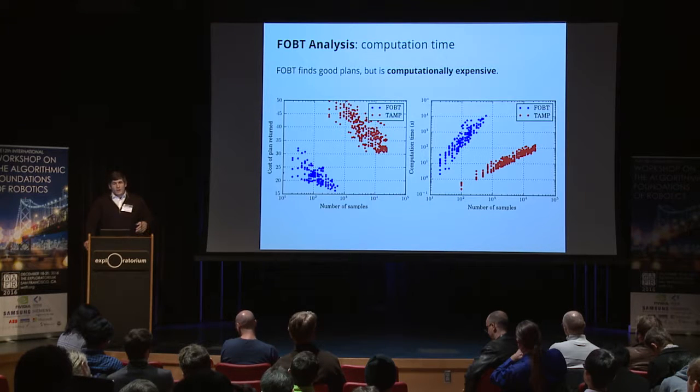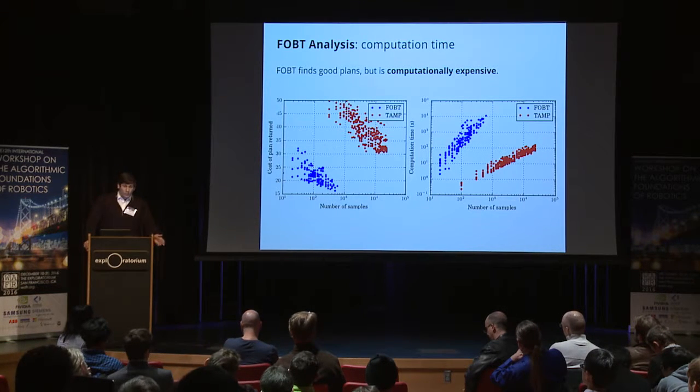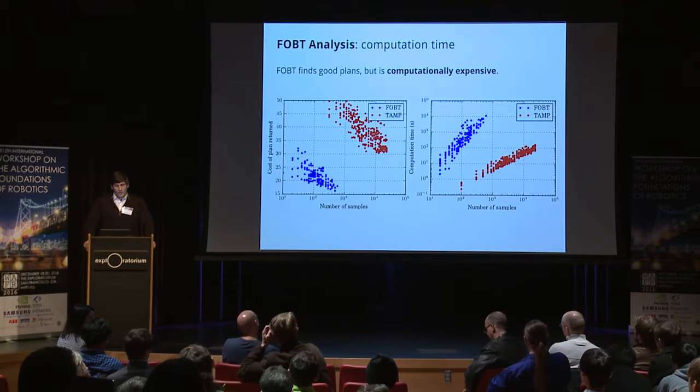And so what we see is that with relatively few samples, we find good paths, generally better than the paths that we can find with a hierarchical motion planner. But it's a very computationally expensive process. The complexity scales here with the cube of the number of samples, and that's because there's 3 objects in the environment. Generally it would be exponential with the number of objects in the environment.